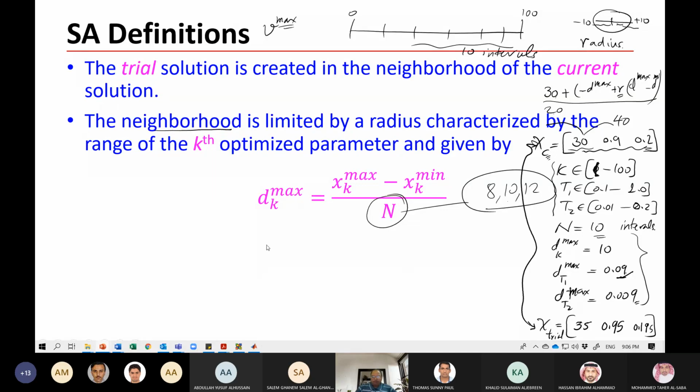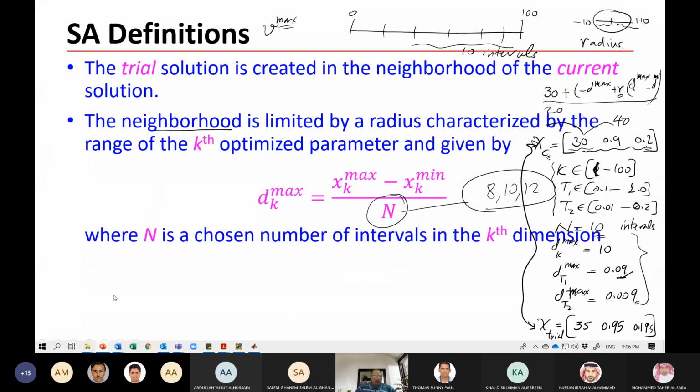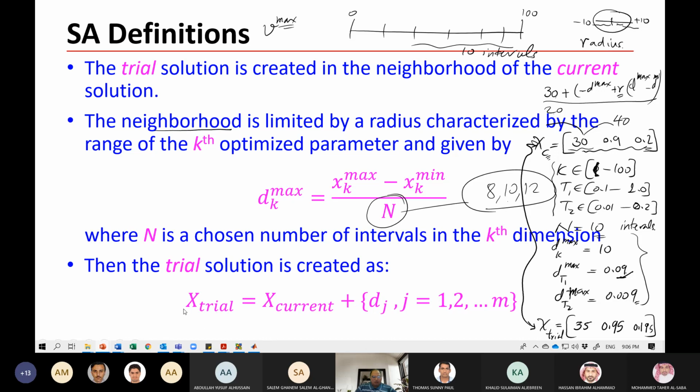Yes, clear. Okay, great. So n is the chosen number of intervals and the clear dimension. Then the trial solution is created as follows. X trial equal to X current plus the distance that you will move here. We move here with 0.05, or minus 0.05. So this is D, and D is created between minus D max to D max.